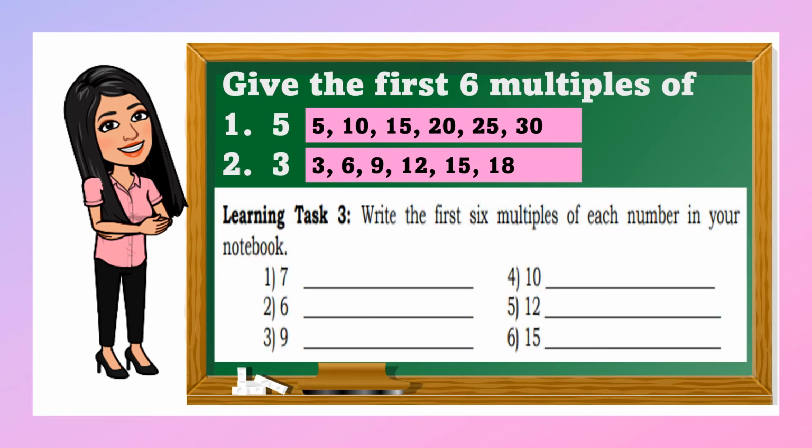And now, for your learning task 3, write the first 6 multiples of each number in your paper, page 7. So get the first 6 multiples of 7, 6, 9, 10, 12, and 15. Remember, when we say multiples, you're going to skip counting.